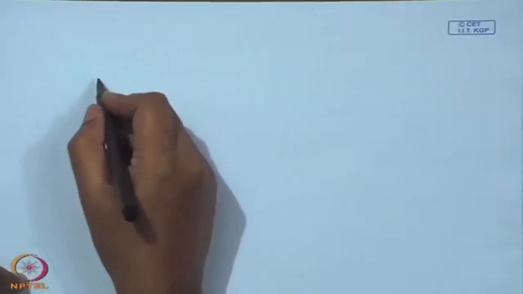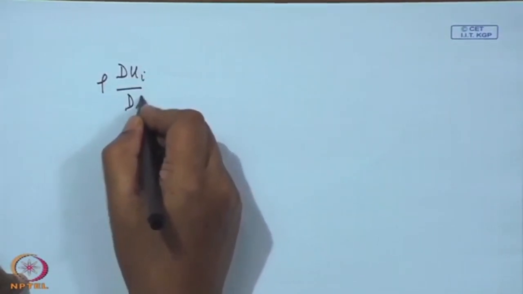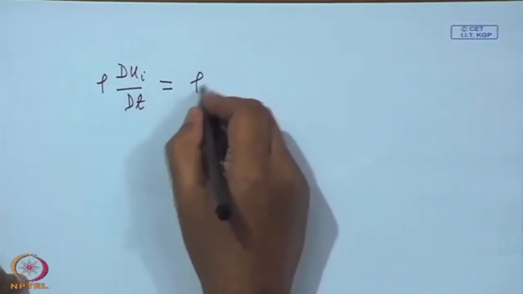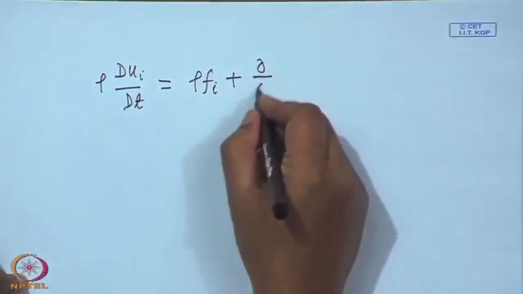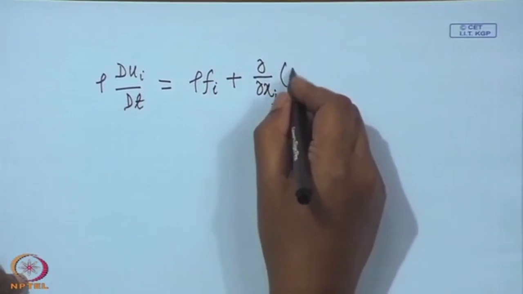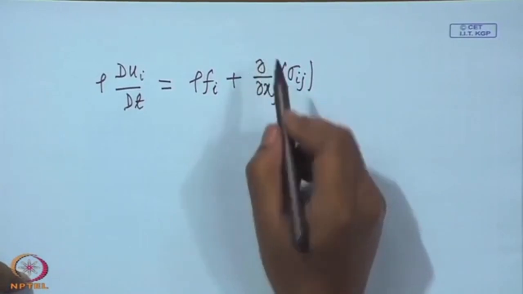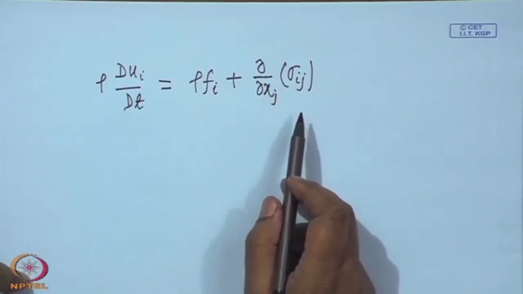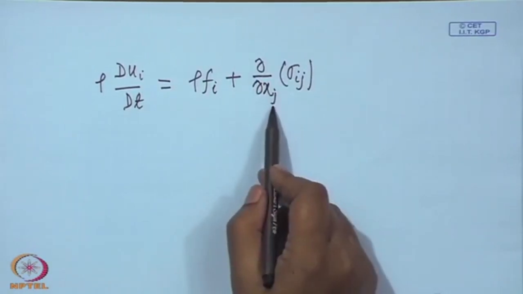So, the general form of the equation of motion that we have obtained is given as rho du/dt equals rho f_i plus the divergence of the stress tensor. The divergence is in the direction of the normal to the plane on which the stress is acting. That is, the divergence is with respect to the j component.